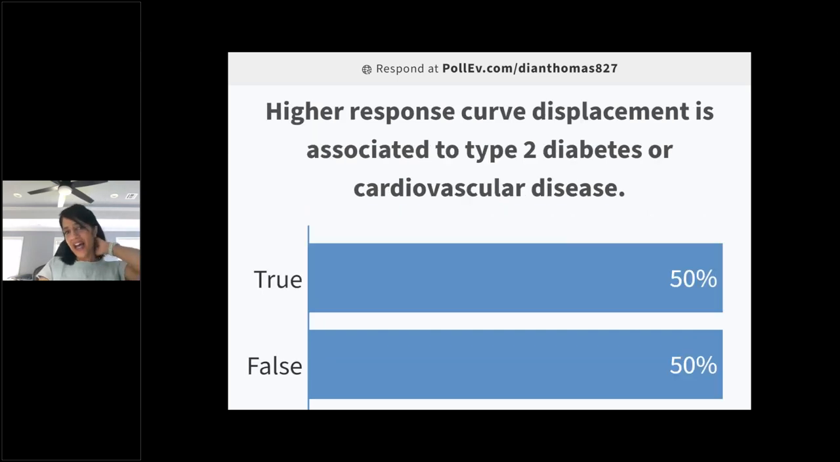All right, we got a half and half here. So higher curve displacement was actually associated with type 2 diabetes or cardiovascular disease. So that's why we use this as a marker. So the answer to here is true.